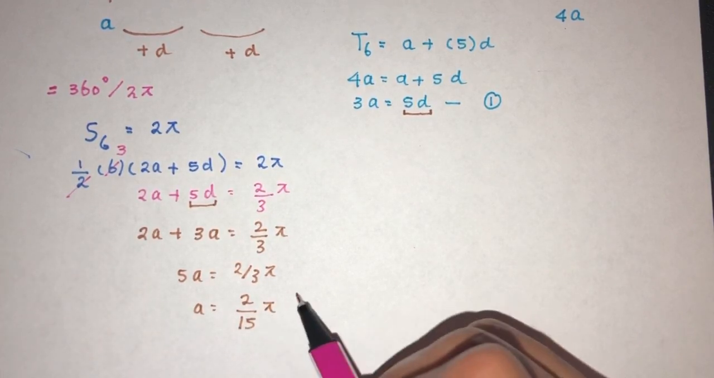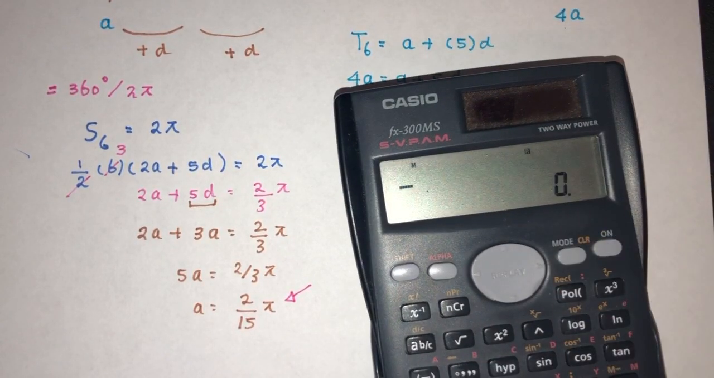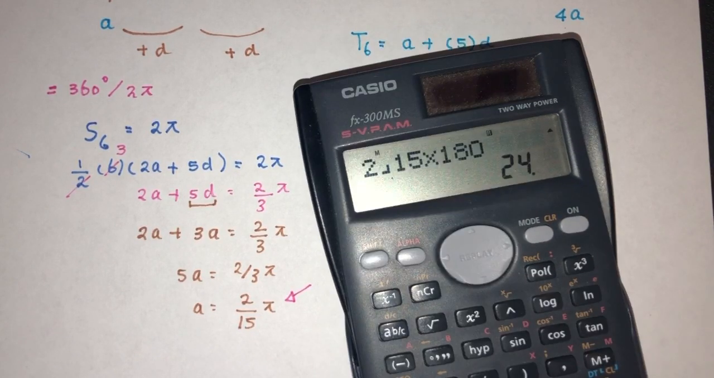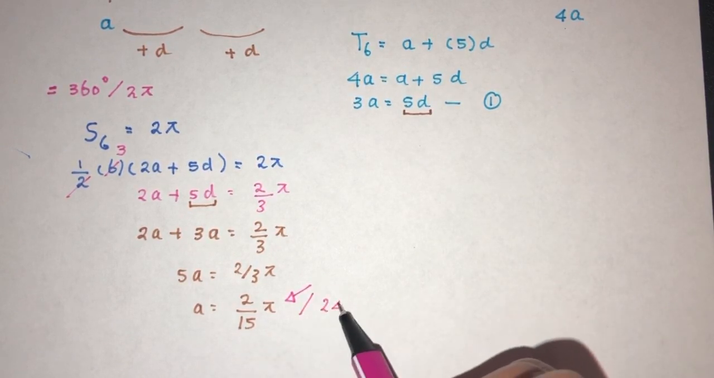So this is the angle of the smallest sector. Now again, this is in radians. If you want to convert to degrees, it's pretty easy. 2 over 15 pi is 180, it will be 24 degrees. So you can work with radians or you can work with degrees. It is up to you.